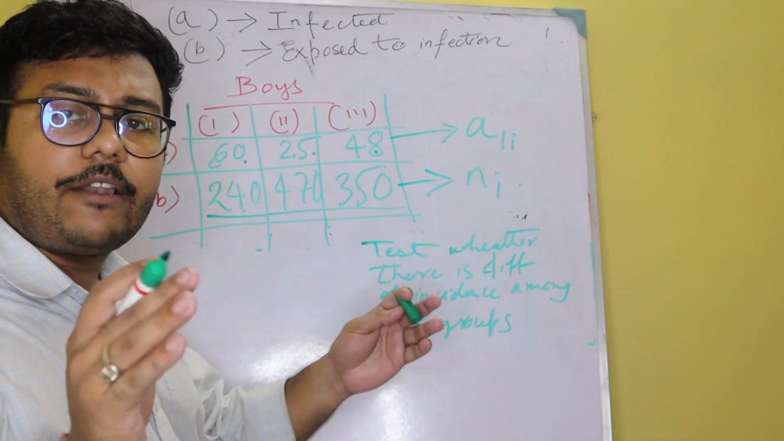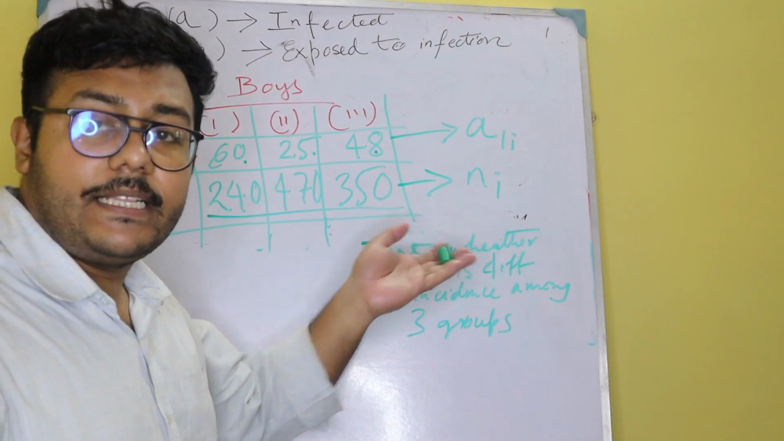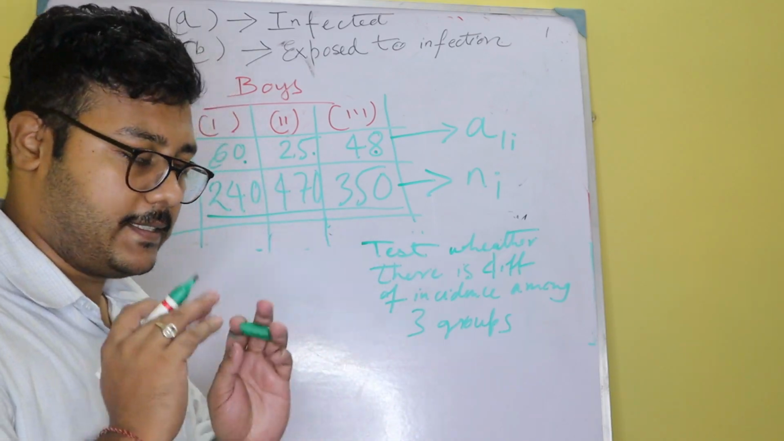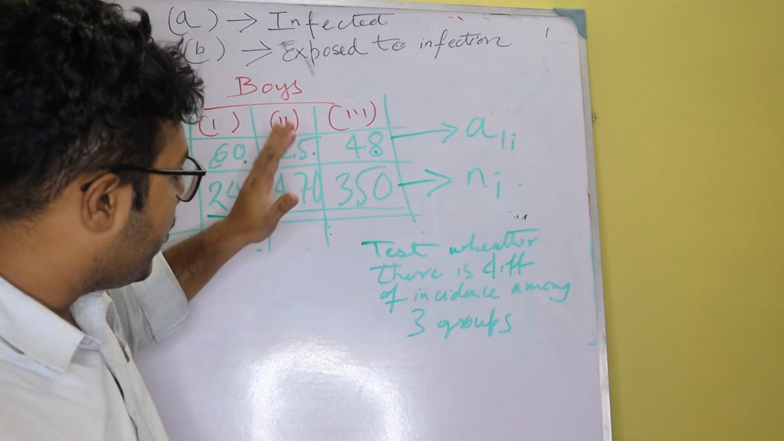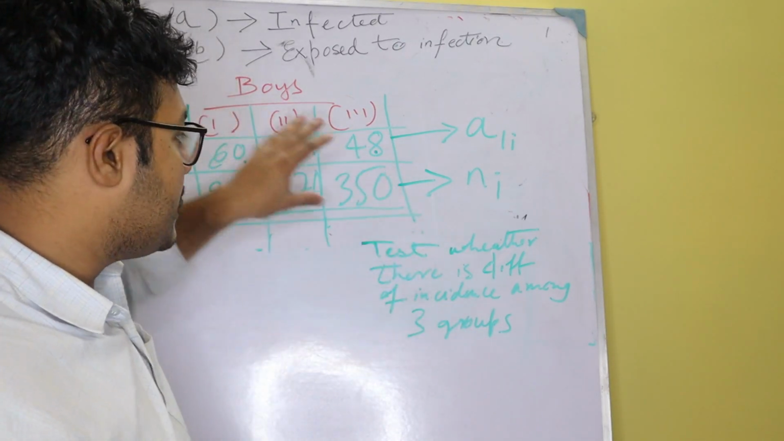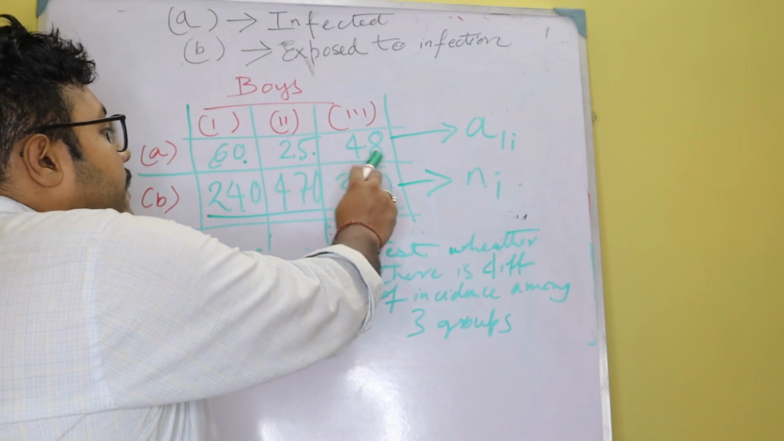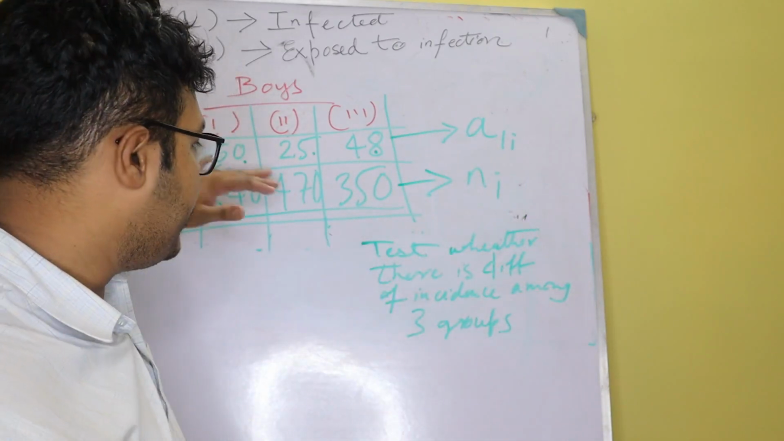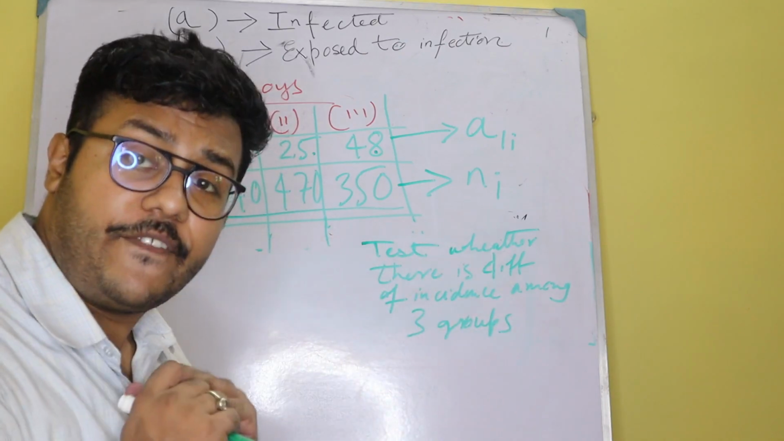So we don't need to calculate whether there is a2i or anything else. We can directly apply this formula. That's why I tried to make you understand why this formula works. I hope I have explained everything clearly. I am again explaining that suppose this one is a1i, this 60, 25, 40. These are the people who are infected by the infection, and this row shows the number of people who are exposed to the infection.